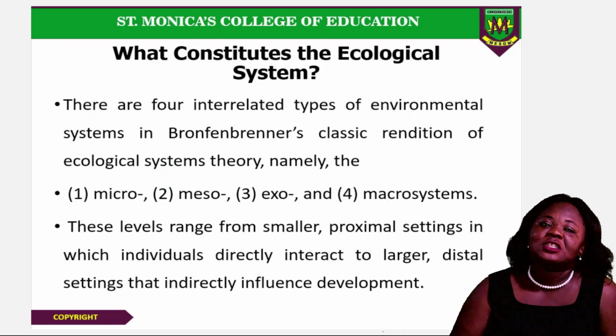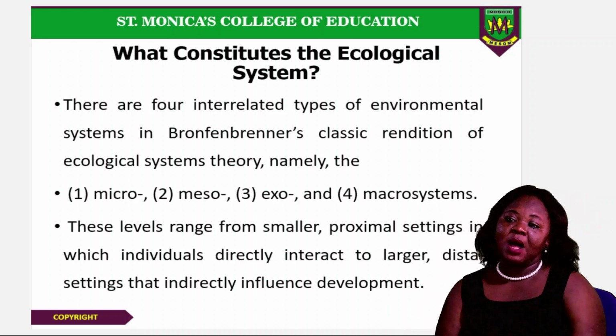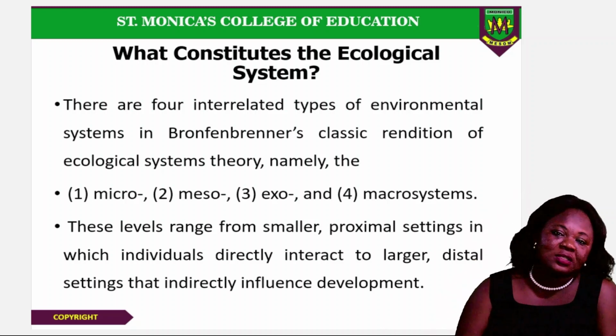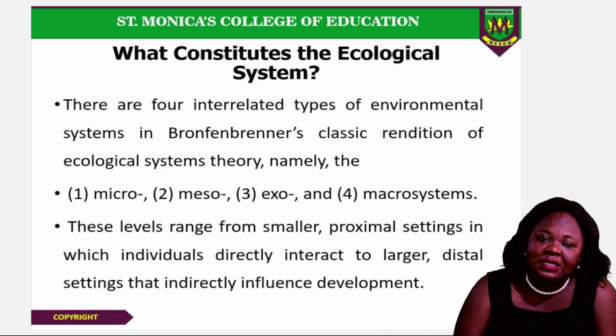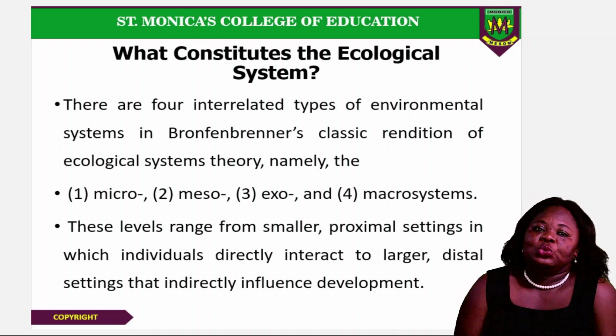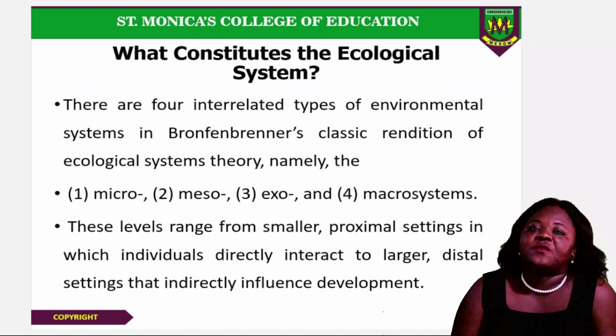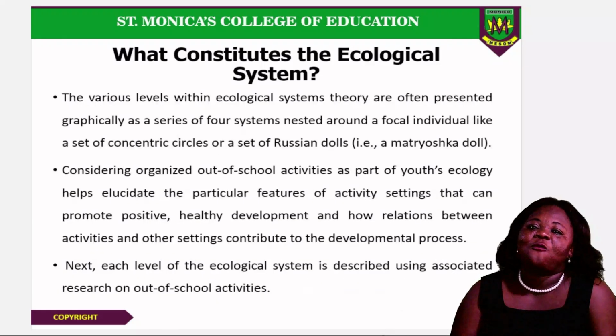This is just explanation. These levels range from smaller proximal settings, in which individuals directly interact, to larger settings that indirectly influence them. That is the micro level. And the various levels within the ecological system theory are often presented graphically as a series of four systems nested around a focal individual, like a set of concentric circles.